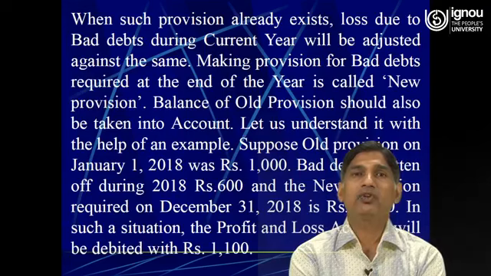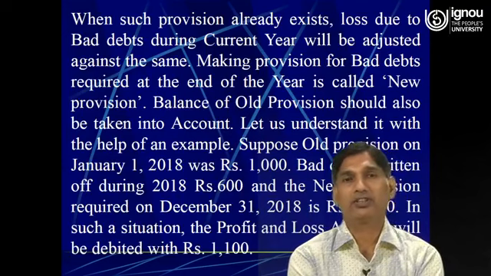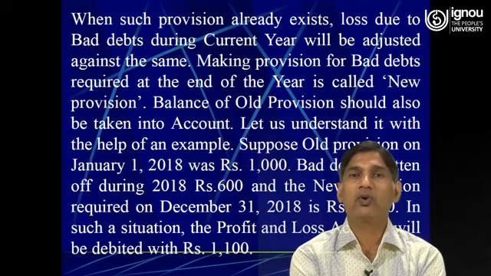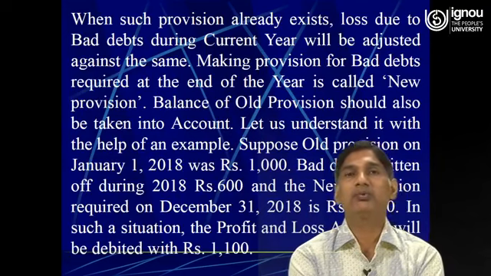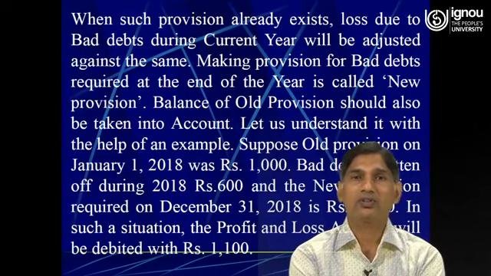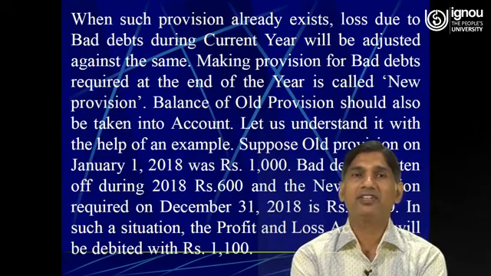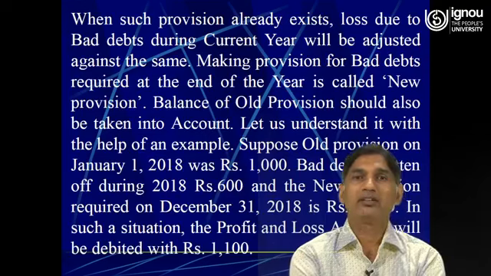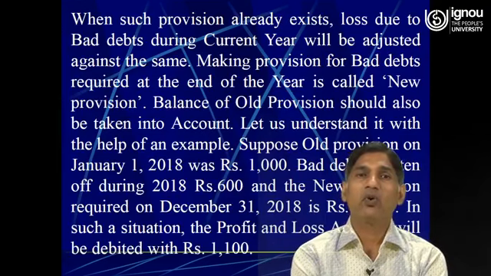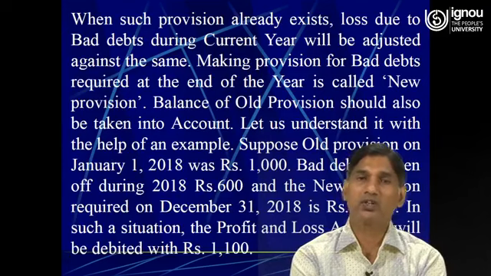Making provision for bad debts required at the end of the year is called new provision. So the balance of old provision should also be taken into account. Let us understand it with the help of an example. Suppose old provision on 1st January 2018 was rupees 1000.